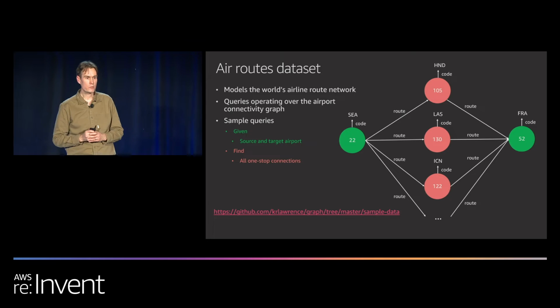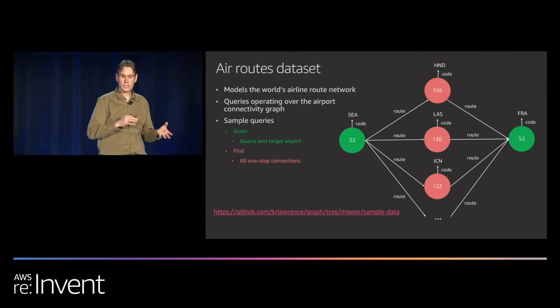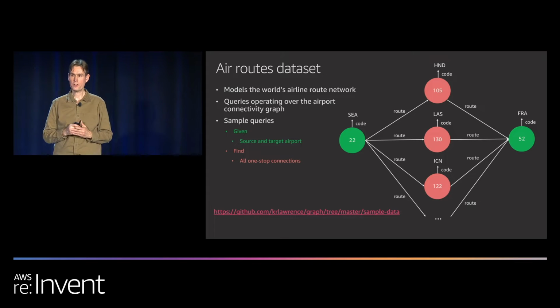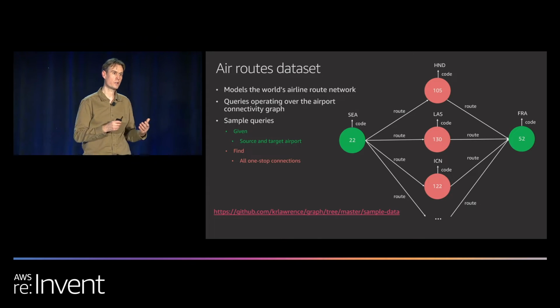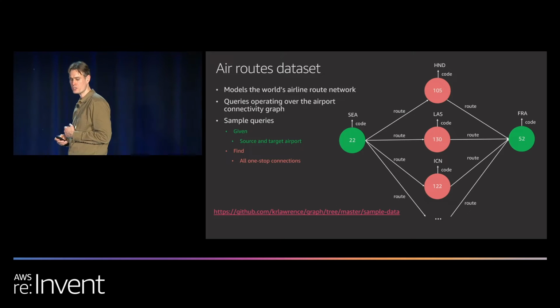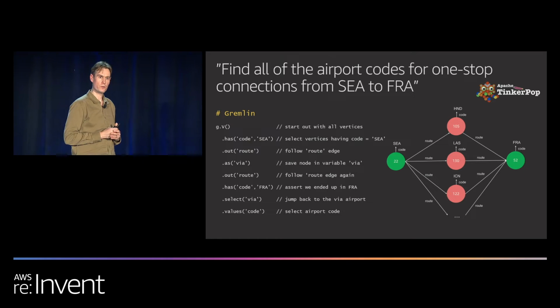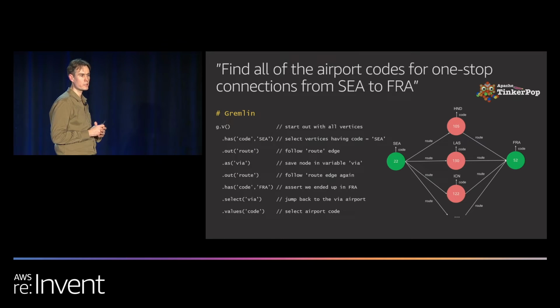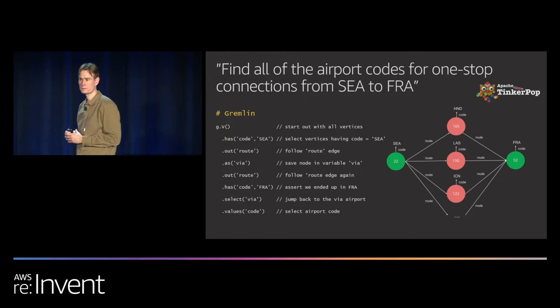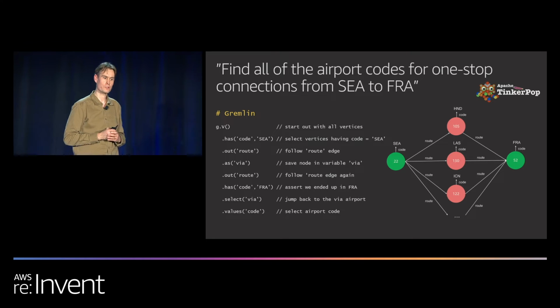The lines represent what we call a directed edge. The lines connect the nodes together, and there are also properties. These things have airport codes, and in this case, these are IATA airport codes. We're going to look at answering the question: how do we find all the airport codes for airports that are one stop between Seattle and Frankfurt? You can probably guess this example was written by one of the German members of our service team.